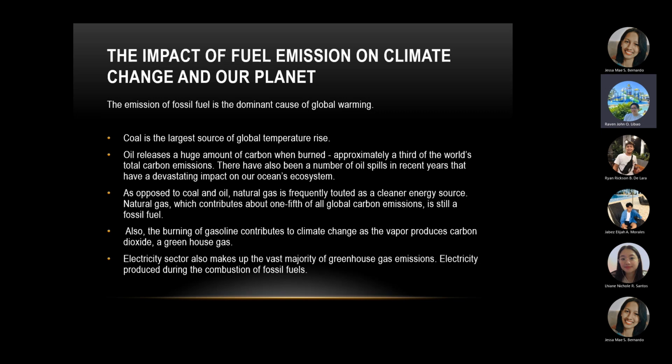The electricity sector also makes up the vast majority of greenhouse gas emissions, as electricity is produced during the combustion of fuels.